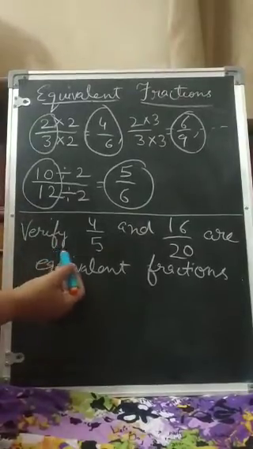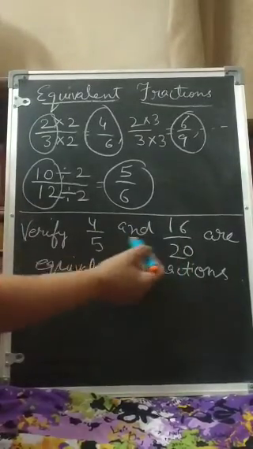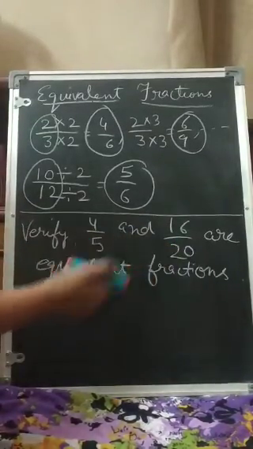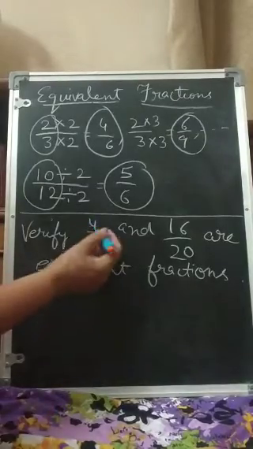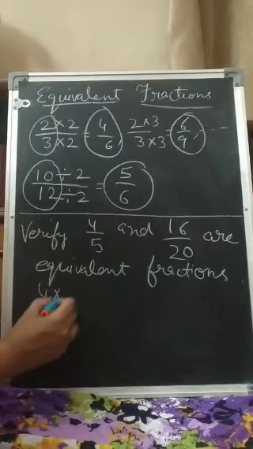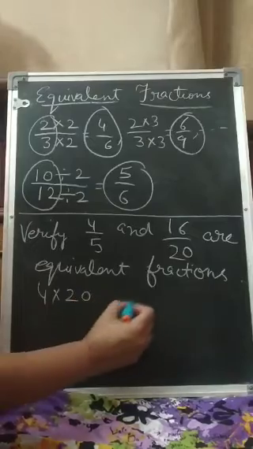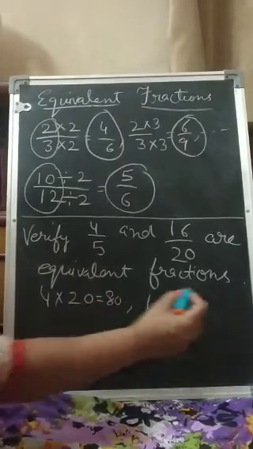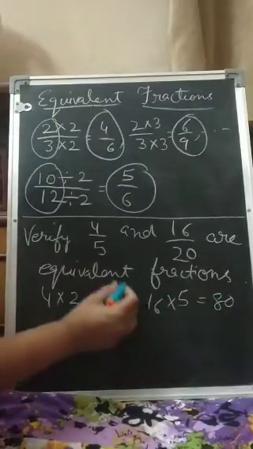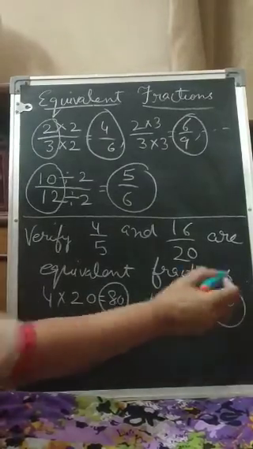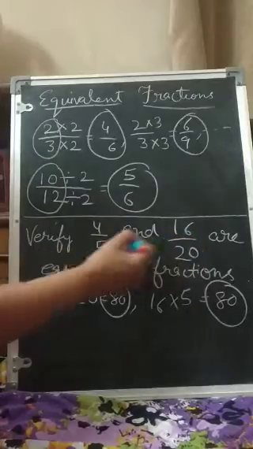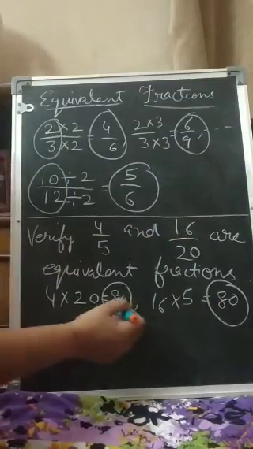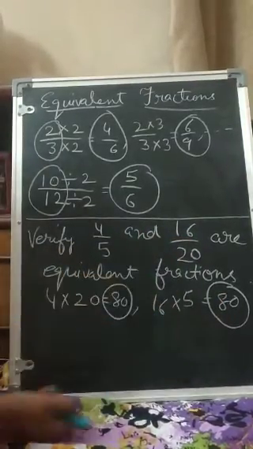Now if the question is, we have to verify whether these both fractions are equivalent or not, what is the method? You will multiply 4 with 20 and 16 with 5. So here you will get 80 and here also 80. So if you are getting the same number, that means these both are equivalent. If these are different, then you will say these are not equivalent.